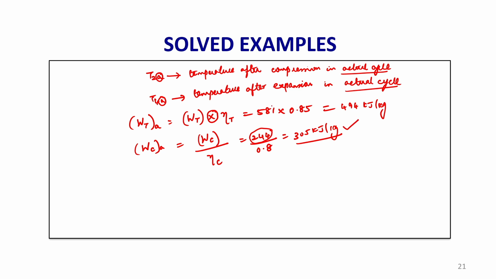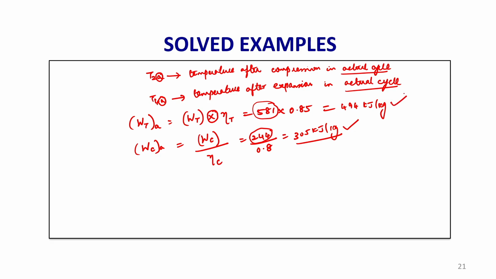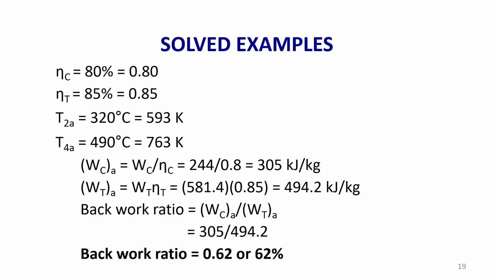Similarly, in case of a turbine, the power produced is 581 under ideal condition, but when we multiply by the actual efficiency of the turbine, the power produced comes down. So that is 494. And if this efficiency drops further, the values of WC and WT obviously will drop further. So that is what I have found here.